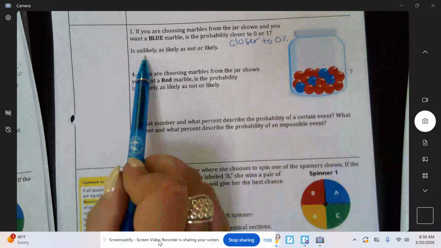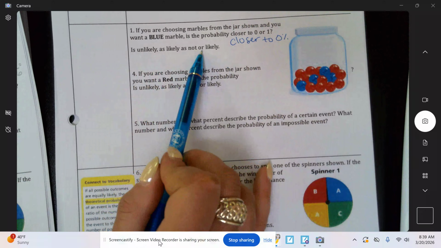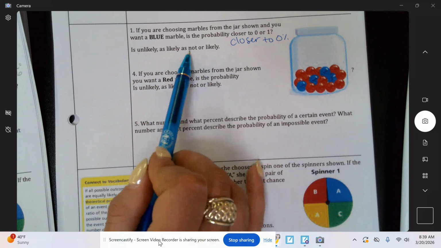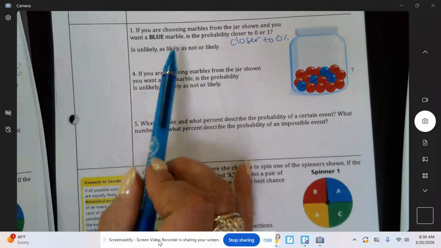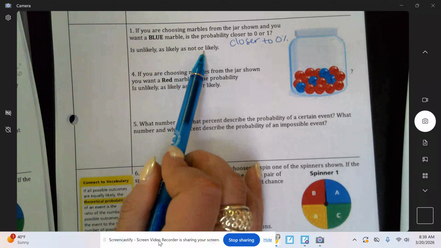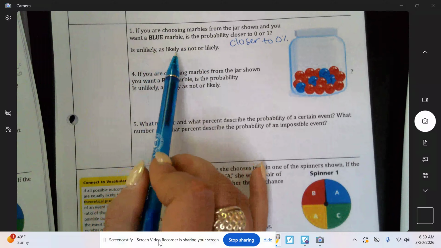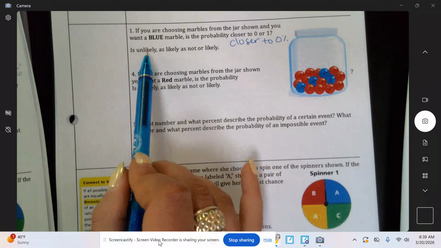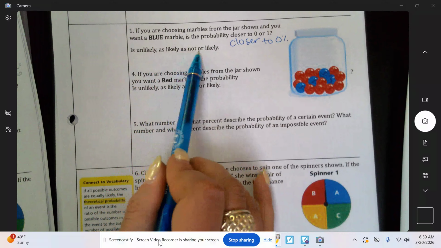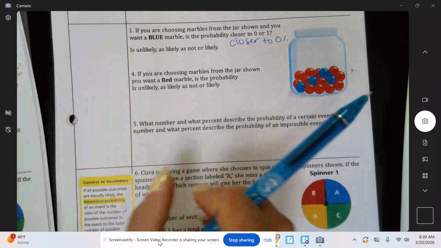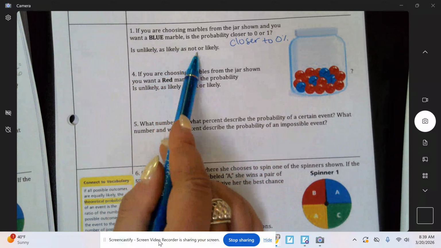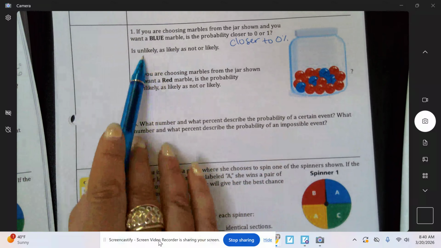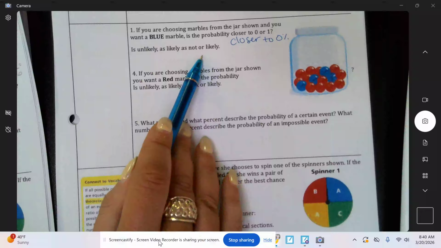Is it unlikely, likely, or equally likely? It's asking, is it unlikely, as likely as not, or likely? I think this second one is supposed to be equally likely. That makes so much sense. I think that's a typo there. Alright, is it unlikely, likely, or equally likely?